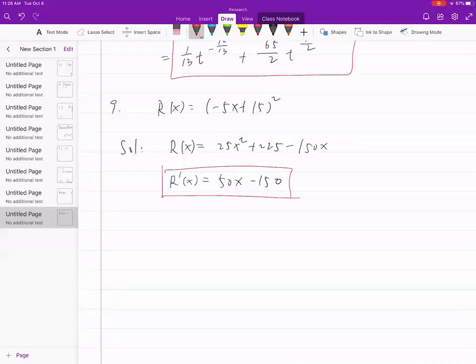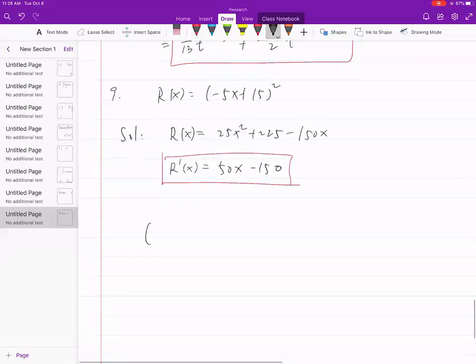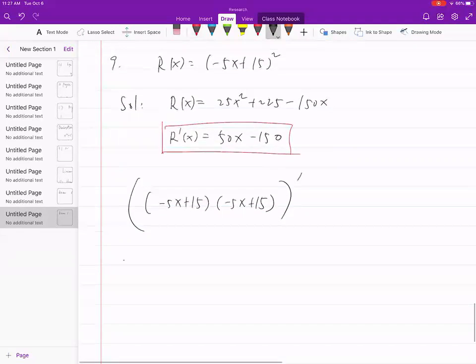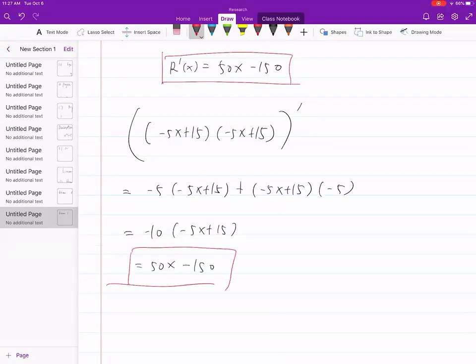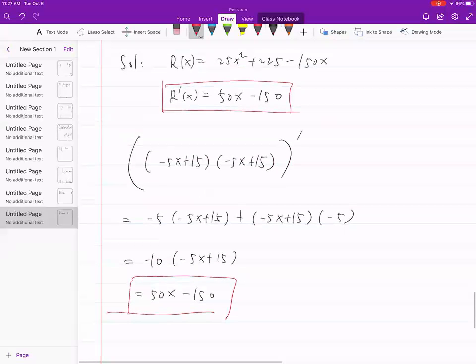But now if we have the product rule, there is another way. That's a product, right? The square. So differentiate the first one, keep the second one, keep the first one, and differentiate the second one. From here, we can have negative 10 times this, which also gives you 50x minus 150. And we really don't have a preference. Do it whichever way you like. Later, we will have another one, which is called the chain rule, which can also handle this.